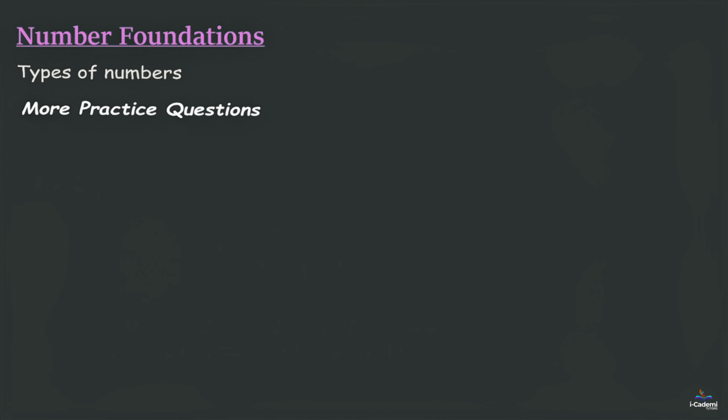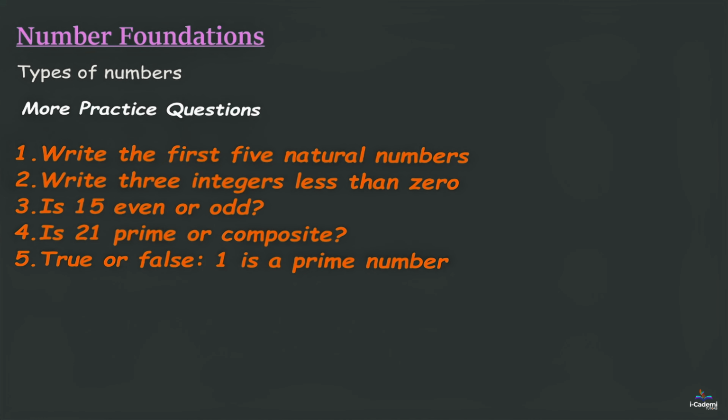To wrap up our lesson on number foundations, let's put everything we've learned into practice. Here are some questions to test your knowledge on natural numbers, integers, even numbers, odd numbers, and prime versus composite numbers. Let's walk through these together, just to give you some insight as you think of the answers to these questions. Question 1. Write the first 5 natural numbers. Think back to our definition. Natural numbers are our counting numbers starting from 1, so the first 5 should be very obvious.